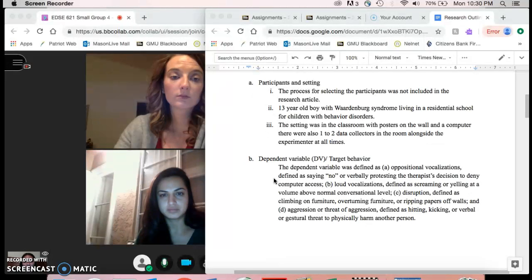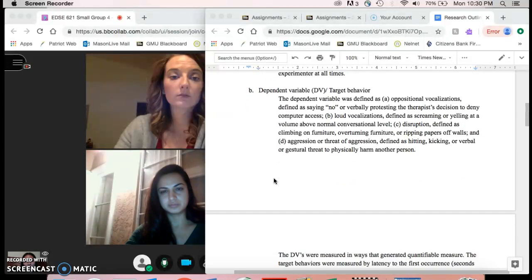The process for selecting the participants was not included in the research article. The participant is a 13-year-old boy with Waardenburg syndrome living in a residential school for children with behavior disorders. The setting was in the classroom with posters on the wall and a computer. There were also 1 to 2 data collectors in the room alongside the experimenter at all times.